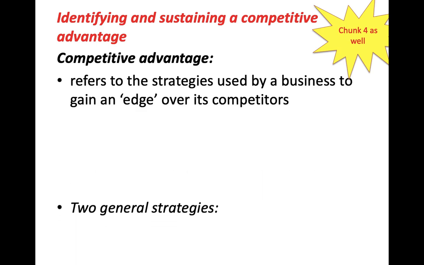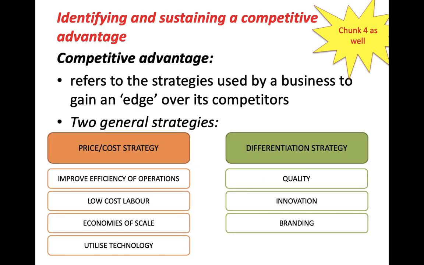Now, identifying, sustaining competitive advantage. We're back to here. Do you remember these? There's two general strategies: price cost and differentiation. Price cost has these four metrics: improving efficiency, low cost labour, economies of scale, and utilising technology, whereas differentiation goes through quality, innovation, and branding.